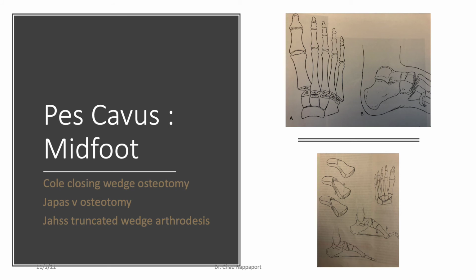Other midfoot procedures include the Cole closing wedge osteotomy, the Jahss V osteotomy, and the truncated wedge arthrodesis described by Jahss. I list these more for historical purposes. I have not myself performed any of these procedures and only seen them done a few times at most.